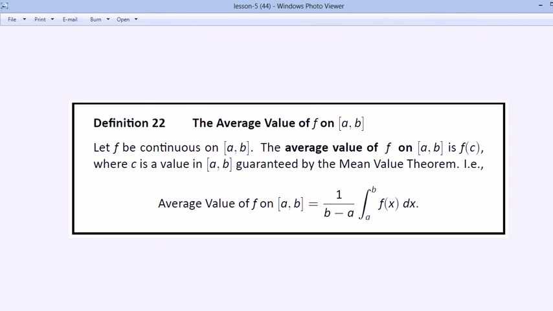Here's average value. If you want to calculate the average value of f of x, you can get an input value between a and b randomly. You keep doing that. The average value is very, very close to 1 over b minus a times the area underneath the curve, right?